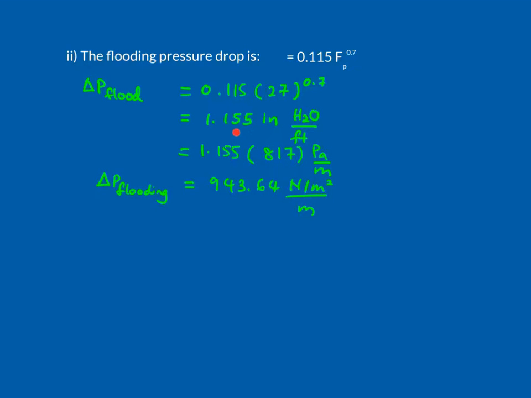1.155. So to do the conversion into Pascal per meter, we need to multiply with the conversion factor, which is 817. Therefore, we can get the flooding pressure drops equal to 943.64 Pascal per meter or Newton per meter squared per meter. So this is our answer for the flooding pressure drops in the column.